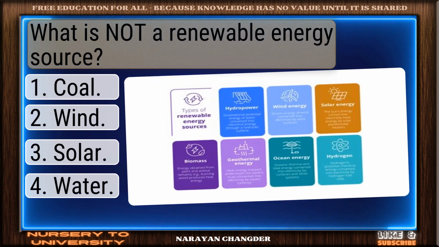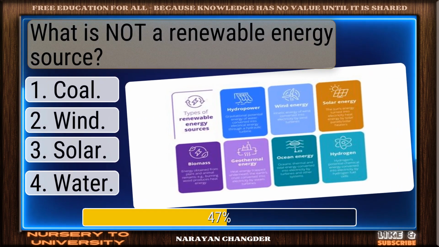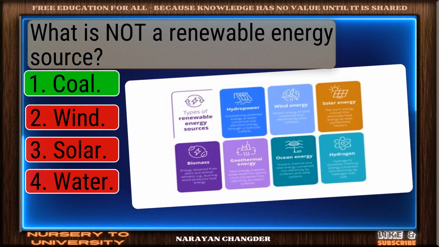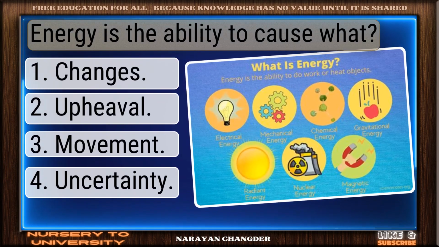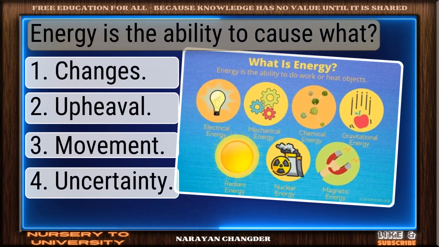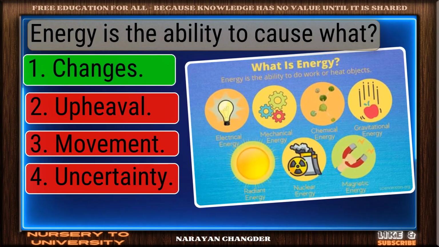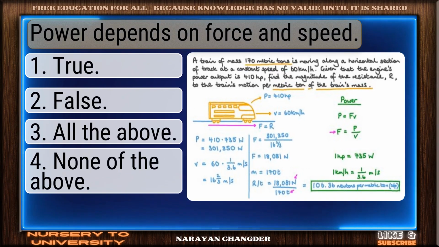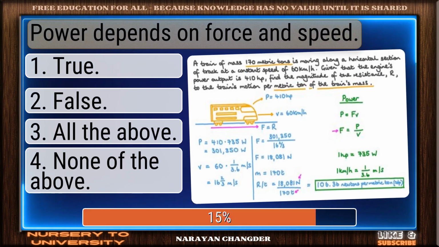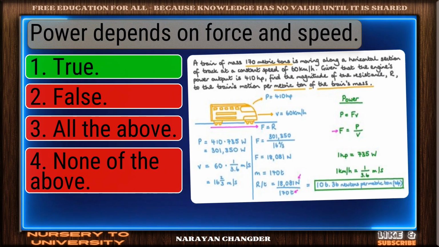Question number 60. What is not a renewable energy source? Well done. Coal is the right choice. Question number 61. Energy is the ability to cause what? On track. Changes is the correct answer. Question number 62. Power depends on force and speed. Bravo. True is the answer.